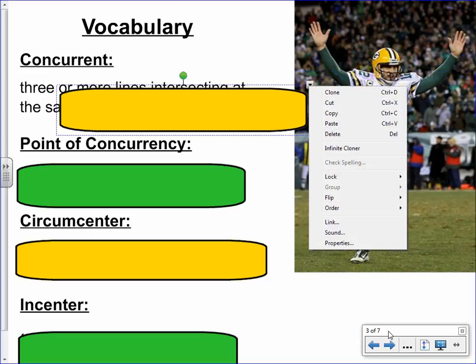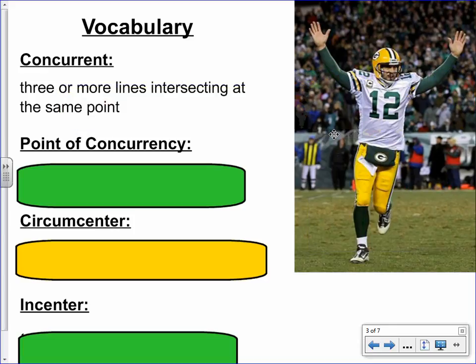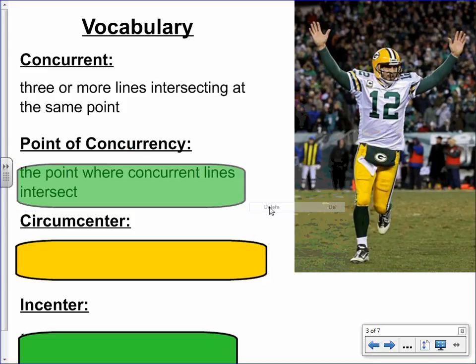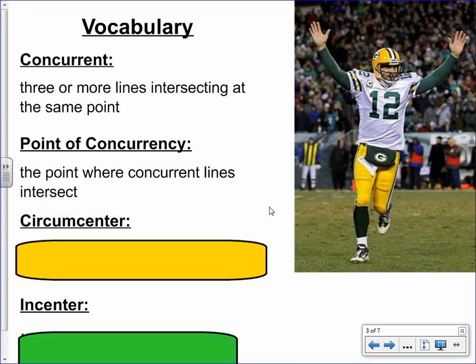Next one is the point of concurrency. Well, if 3 points or 3 lines are concurrent, they intersect at the point of concurrency. So that would be the point where concurrent lines intersect. Pretty self-explanatory for that one.